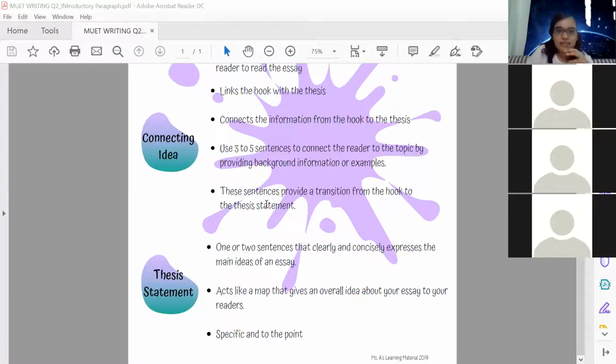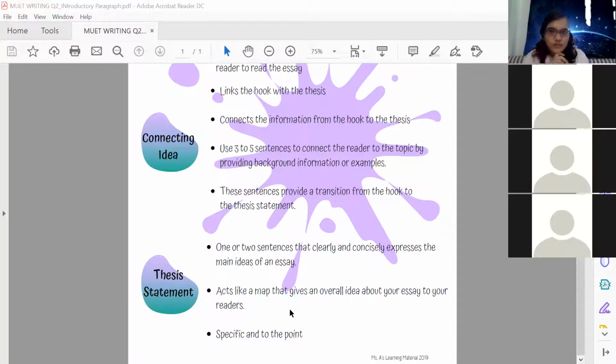It frames your essay, number one. Number two, it acts like a map, and it is very specific and on the point. For example, let's say you have explained your connecting idea. Your thesis statement would state, okay, therefore, I agree to the statement that we should lead a healthy lifestyle because, and state your 3 points. You must state your 3 points in your thesis statement.